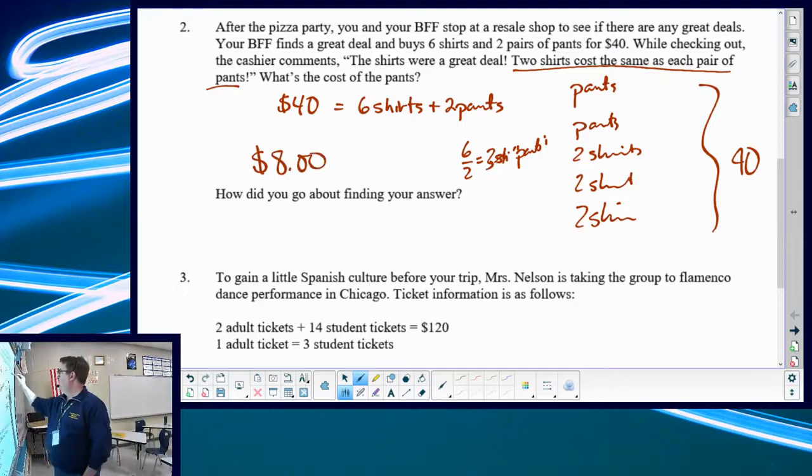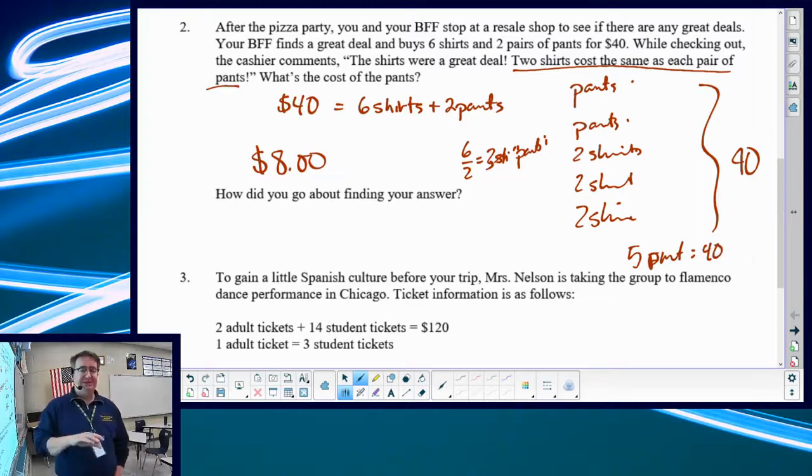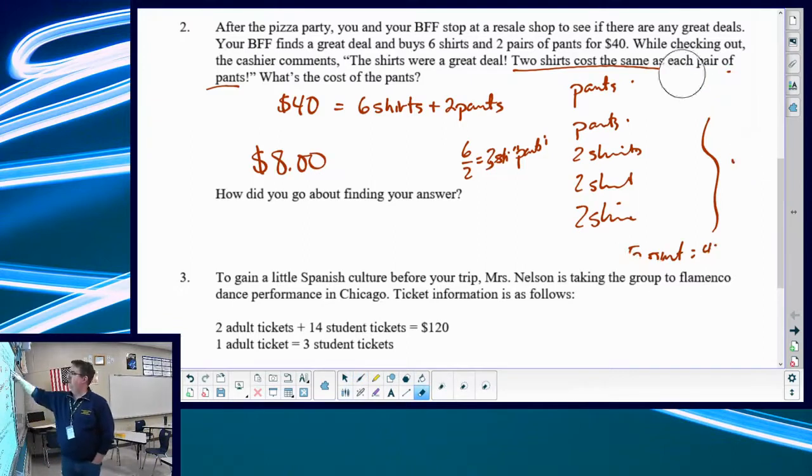Because again, they've got 1, 2, 3, 4, 5 things here. 5 parts equal 40. And I thought that was really kind of ingenious. And they did something that was really neat that we haven't done yet. So let me show you that.